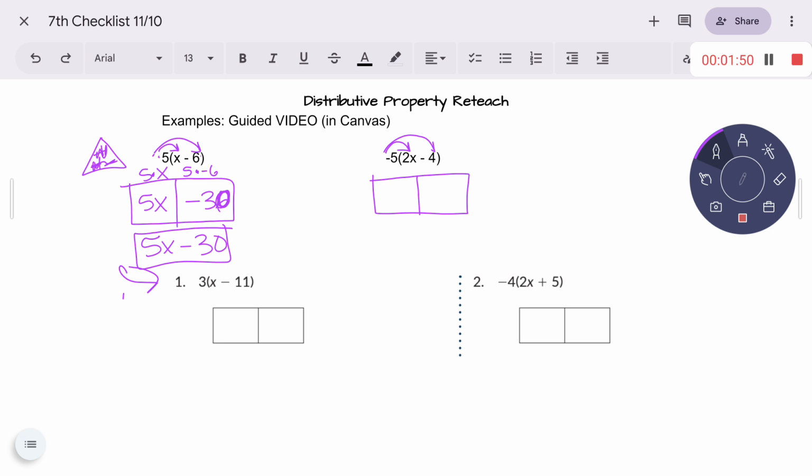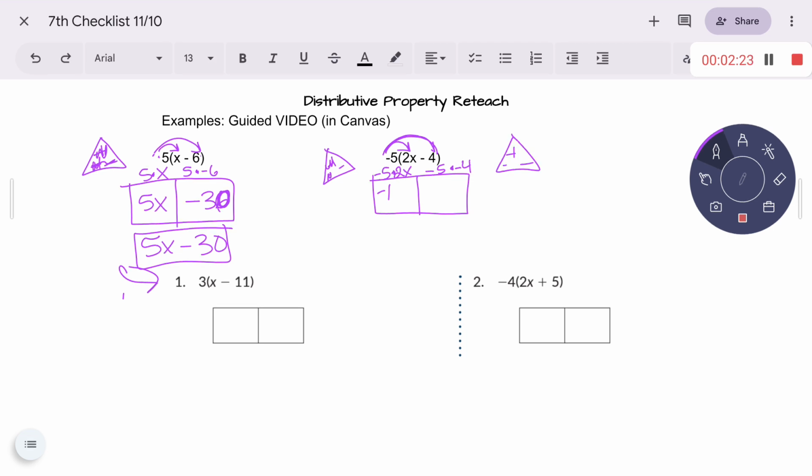Now this one says negative 5 times 2x. That's first, so negative 5 times a positive 2x. I'll come back to that. And then I have negative 5 times negative 4. This is how I would treat it, okay? I treat it that way. It's easier for me, okay?